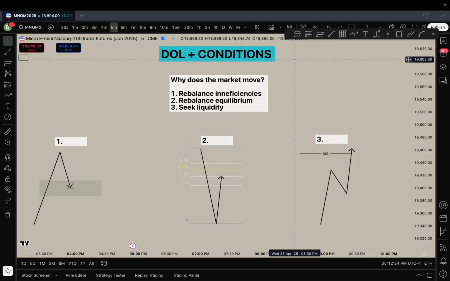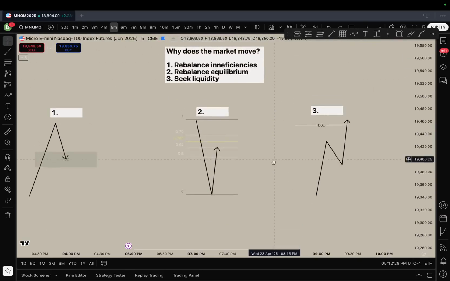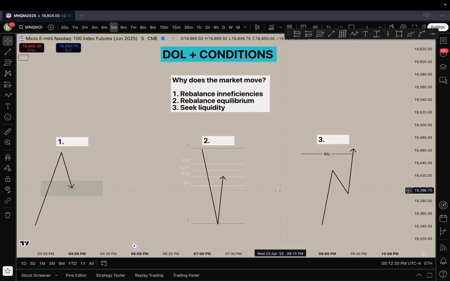Okay. So next, how do you actually find your draw on liquidity, right? This is the first step, and the first question you should be asking yourself is why is the market even moving? Every time I'm coming in in the morning, I'm asking, why is the market moving? Are we going to rebalance an inefficiency? Are we going to rebalance equilibrium? Or are we seeking out liquidity? What is the market doing?